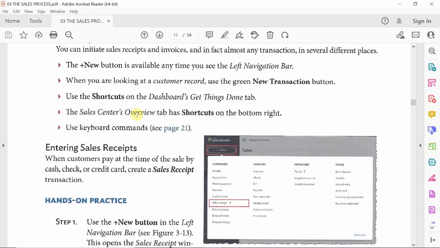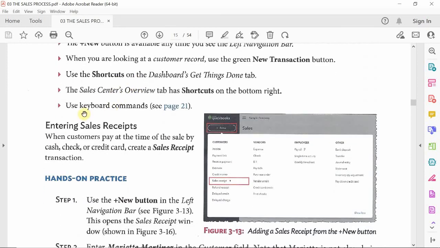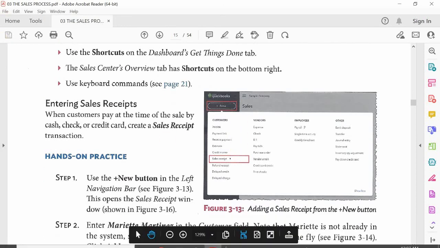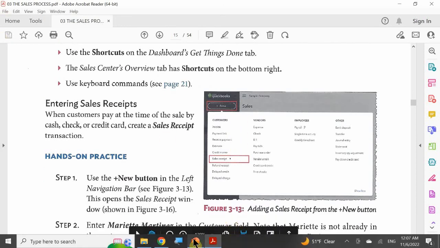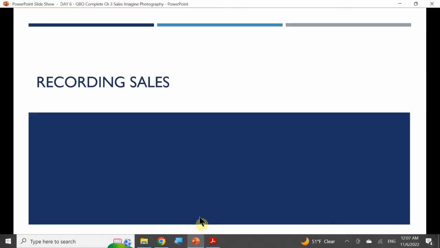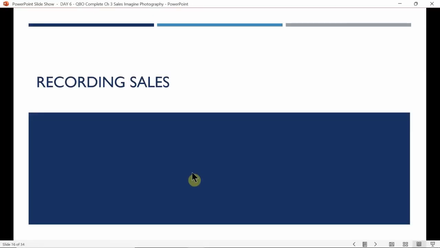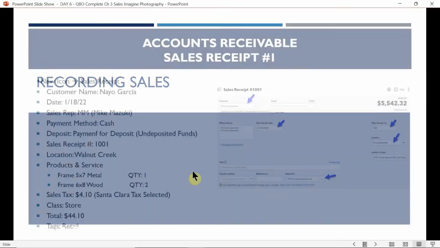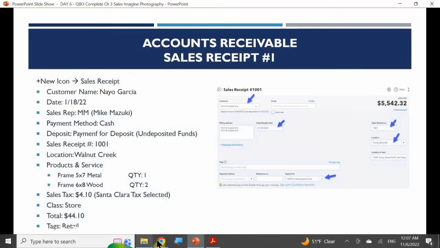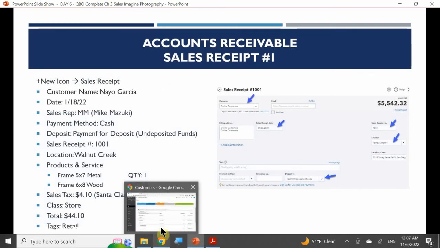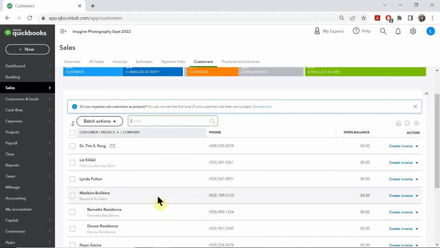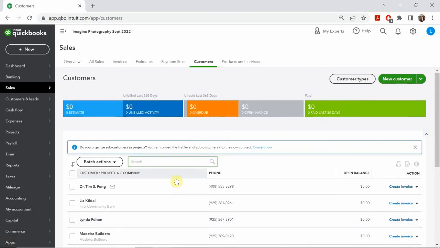So let's go ahead and record our very first sales receipt. So once again, what is a sales receipt? A sales receipt is when a customer pays at time of sale. So when a customer buys a product or services from you and they pay with cash, with a check, with a credit card, that is a form of payment and they're paying you at time of sale.